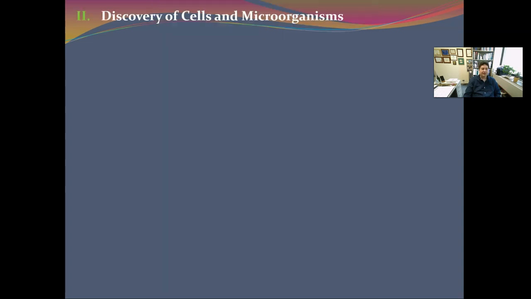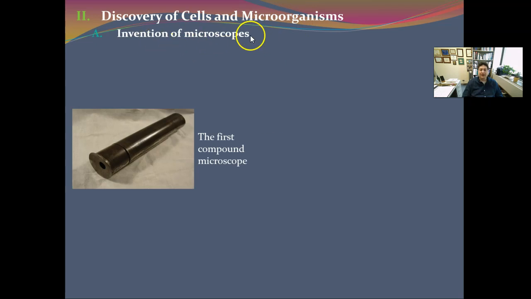All right. Now, if we shift gears a little bit, it's important to keep in mind that microorganisms are too small to be seen without the aid of a microscope. So, a little bit of history here, discovery of cells and microorganisms. Now, the microscope was actually invented back in the 1590s, so it's a lot longer back than people think. This is a replica of the first compound microscope. It could magnify 10 times.